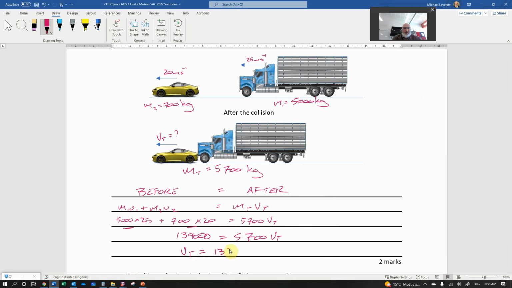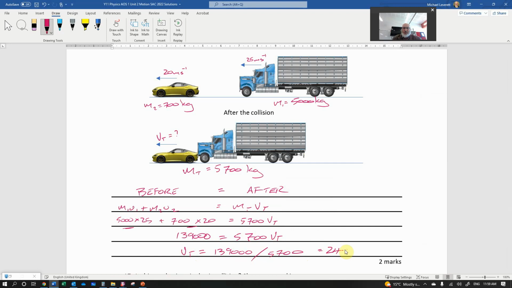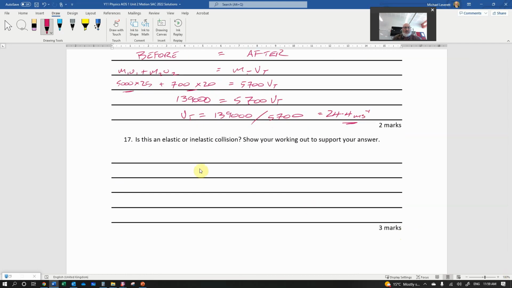That gives you 139,000 over 5,700. So divided by 5,700, that gives us 24.4 metres per second. So the truck's actually slowed down a little bit, not much, and the car's sped up a reasonable amount. Is this elastic or inelastic? So there's a bit of an extension question.